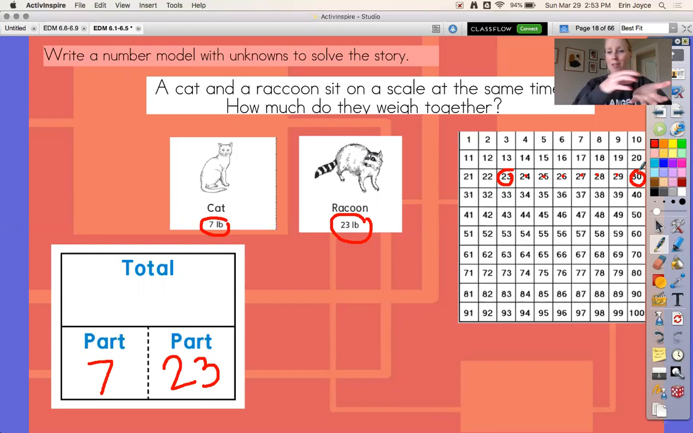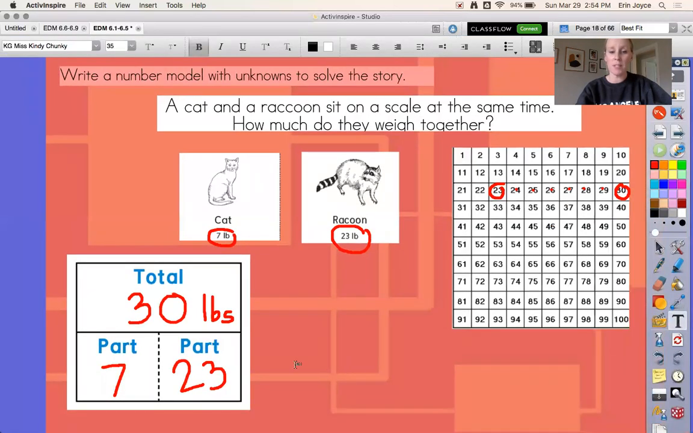I had the 23 pounds, I added on the 7 pounds of the cat, and the total weight of those two animals is 30. And what's my unit? Pounds. L, B, S. Okay, so 30 pounds. If I'm writing this as a number sentence, however, this is how it looks. It would look like this: 7 plus 23 equals 30. So that's how something looks going from a part-total diagram into a number sentence.